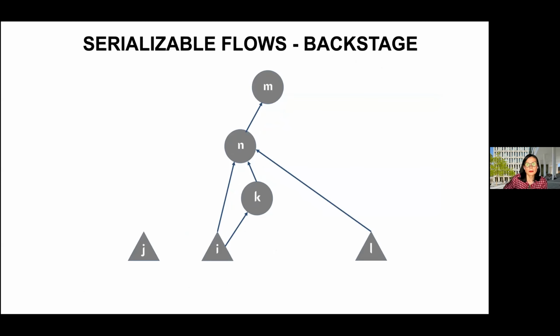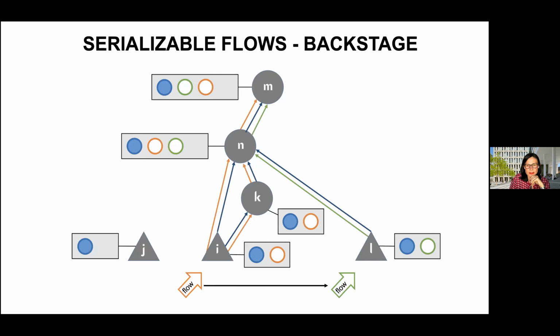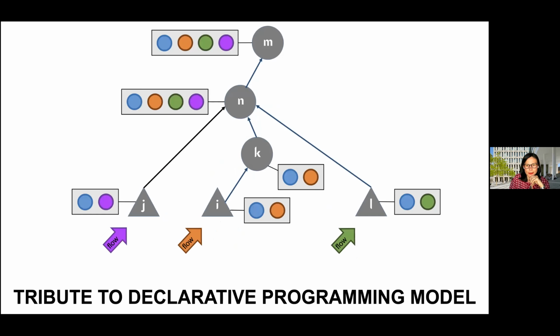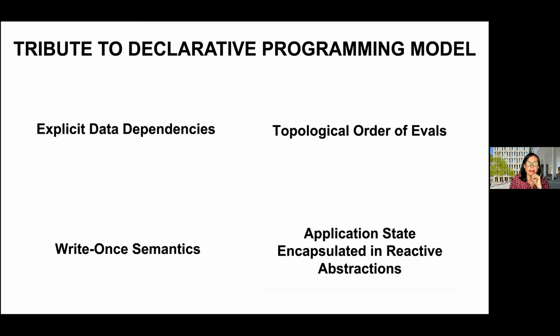Now, I don't have much time to talk about this, so let me skip this. It's too much detail for the moment, and summarize by saying that we achieve this very strong consistency property thanks to the declarative programming model that gives the runtime a lot of power. And the features of this declarative programming model that enable our serializable flows are explicit data dependencies, the topological order of evaluations, the write-once semantics that I mentioned, and the fact that application state is encapsulated in reactive abstractions.